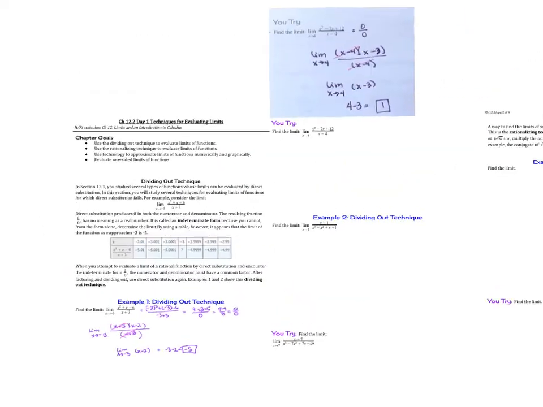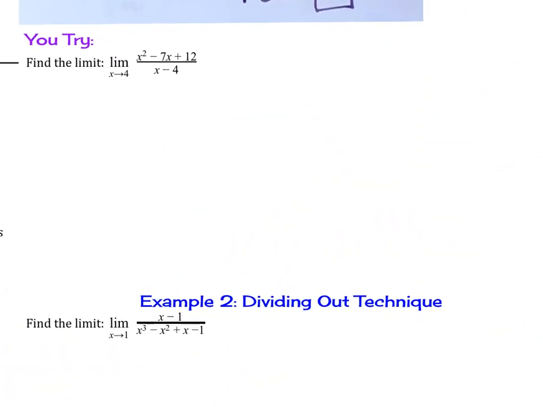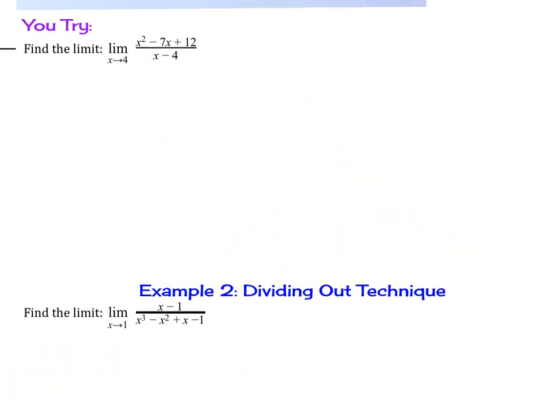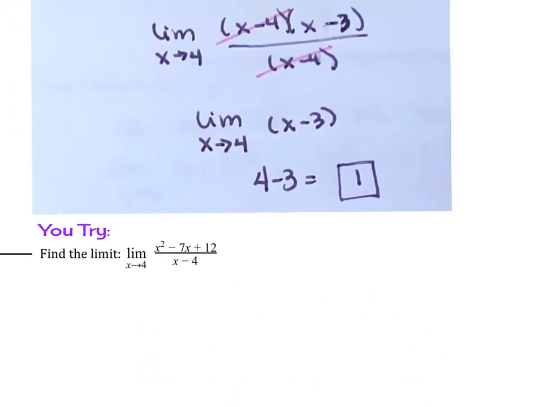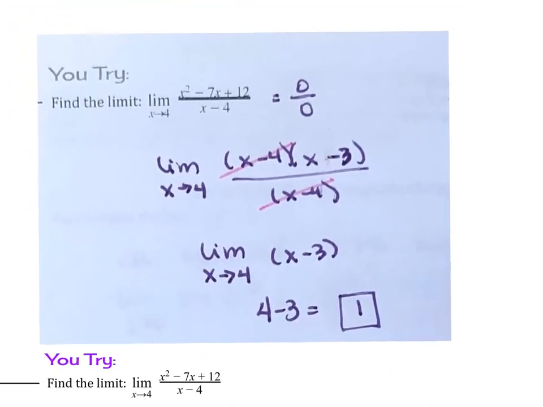So try out the next example up here. Find the limit as x approaches 4 of x squared minus 7x plus 12 over x minus 4. So if you plugged it in, first of all, you would get 0 over 0, so you know you can factor it out. So therefore, you factor it out, and you would get the limit as x approaches 4 of x minus 3. And then when you plug in 4, you would get that the limit is 1.